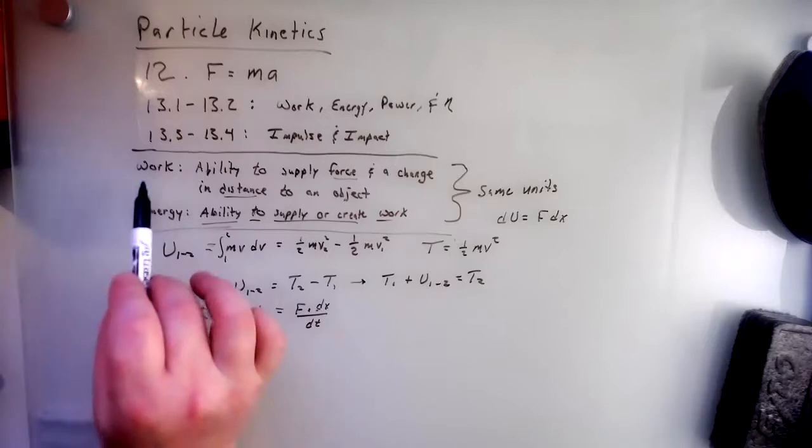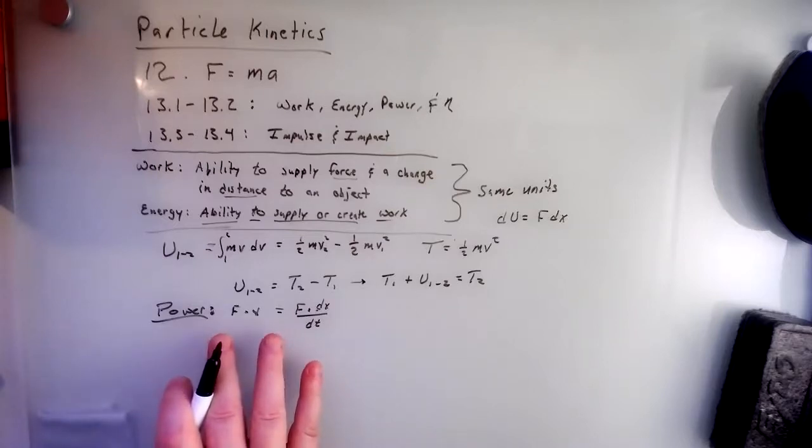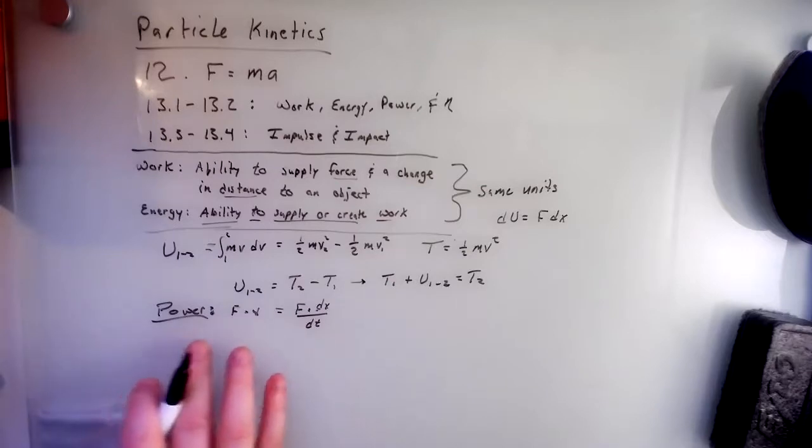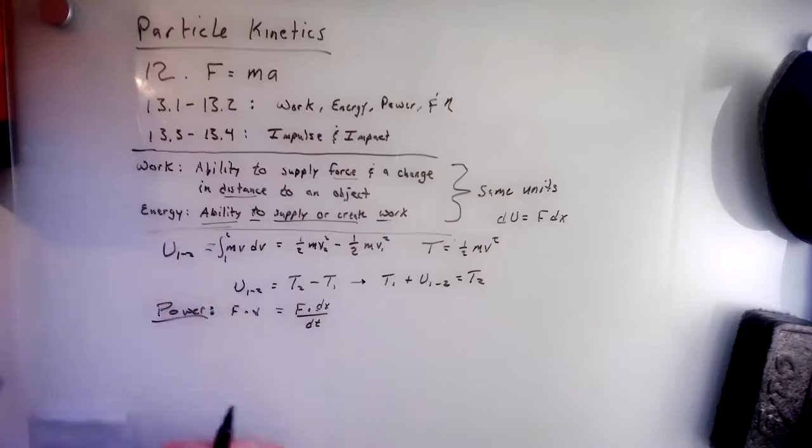Essentially it is work turned into a rate. So it's the rate of work, which makes sense, right? Because we know that watts are joules per second. So there's not a lot to know beyond that. Power is literally just the time derivative of work and energy.